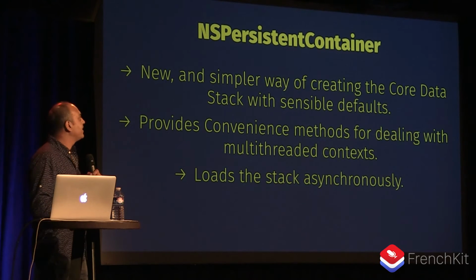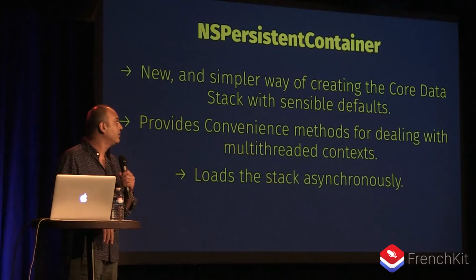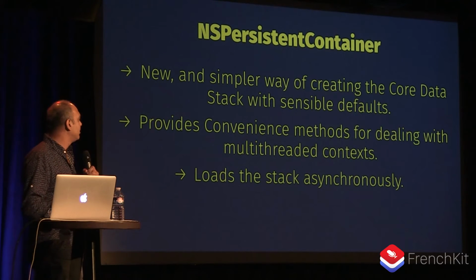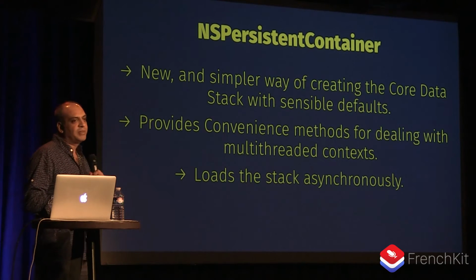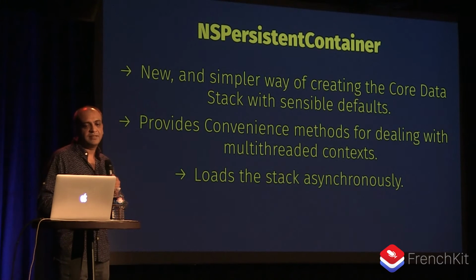New, we have NSPersistentContainer. It's a lovely little class. It's a much simpler way of creating a Core Data stack. And it has sensible defaults. It takes care of where it's going to put the stored data appropriate to the system. So it'll put it in the application resources directory on the Mac. It'll put it in documents on iOS, the cache on the TV. It provides convenience methods for dealing with multi-threaded objects. We'll get back to that later.